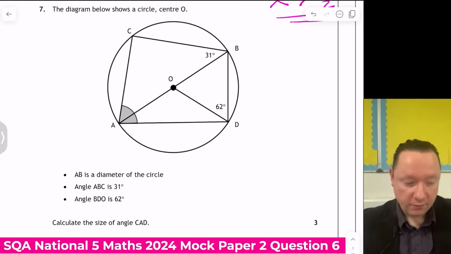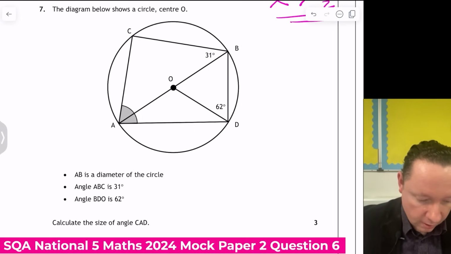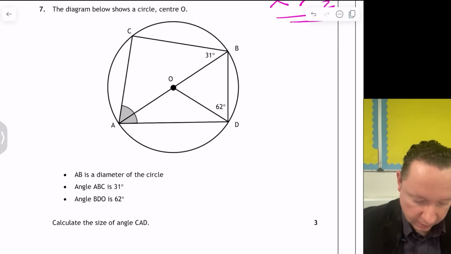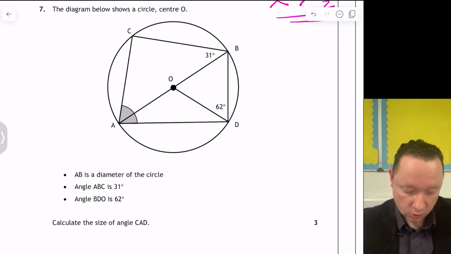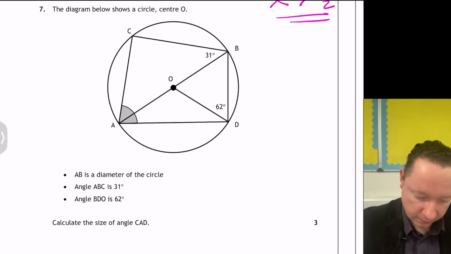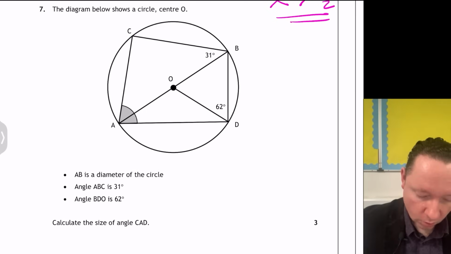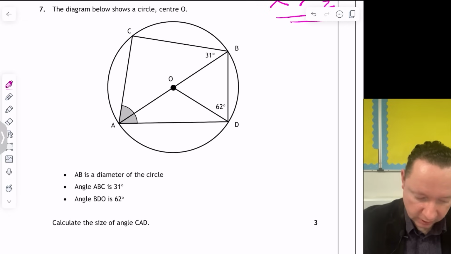Question 7, but actually the 6th question. The diagram below shows a circle, and AB is the diameter, ABC is 31, and BDO is 62 as shown. Find CAD. So C to A to D. It's shaded anyway, so I just usually start by finding as much as I possibly can. So there's a couple of rules for circles. Let me just trace this one out for you.